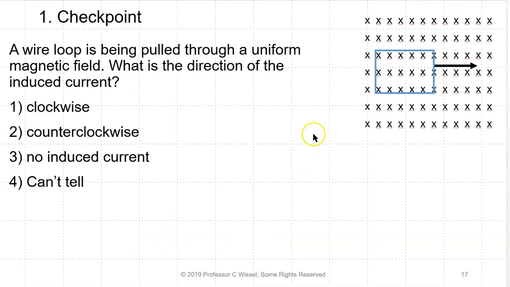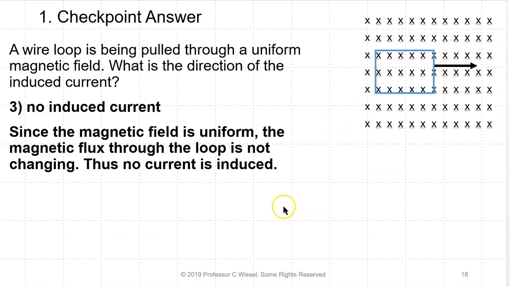Okay, so a wire loop is being pulled through a uniform magnetic field. What is the direction of the induced current? There is no induced current. It's not leaving the field. The magnetic field is uniform. The loop is not shrinking. It's just going off to the side. As long as the flux through the loop doesn't change, there is no induced current.